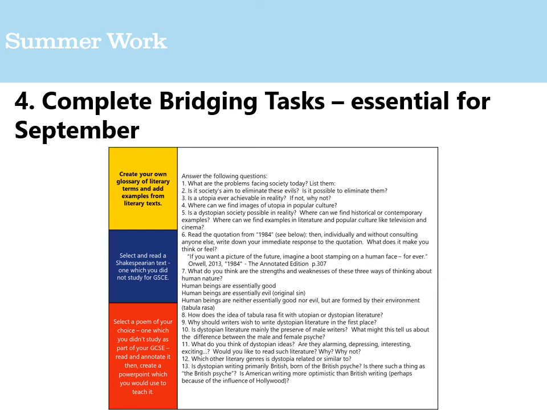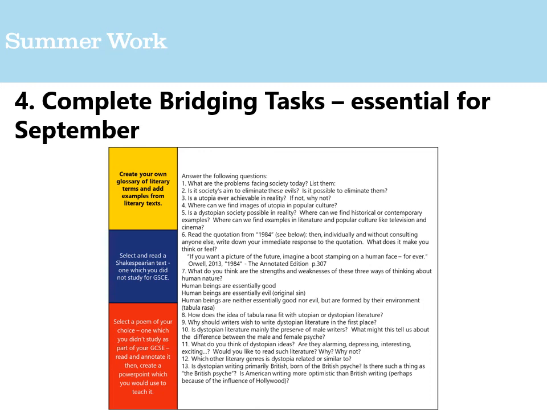So we want you to complete that, and we want you to choose 2 of the other 3 options that are on that list. So either you can create your own glossary of literary terms and add examples from literary texts. You could select and read a Shakespearean text, one of which you didn't study at GCSE, so not one of the options that you had there.